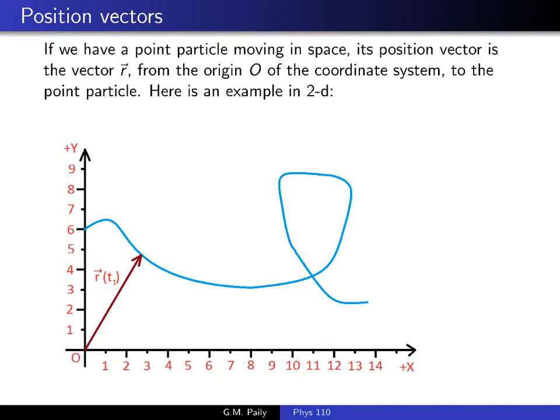At time t1, let's say it's over here. Then this is the position vector from the origin to the point where the particle is. Perhaps at some later time, t2, it's over here. Then this is the position vector at time t2, which we can write as r of t2.